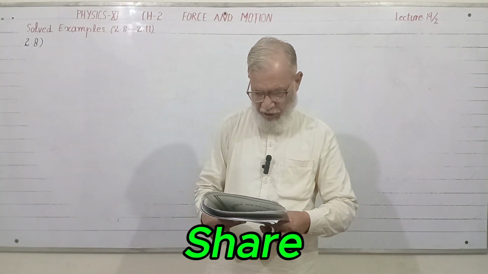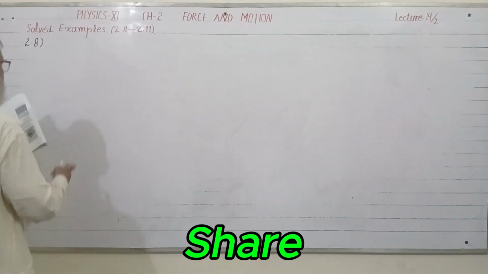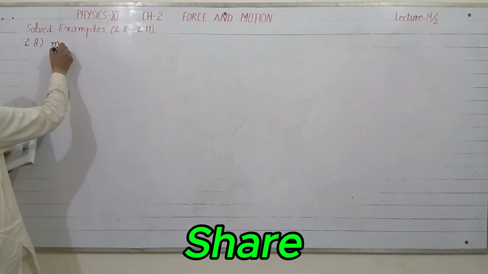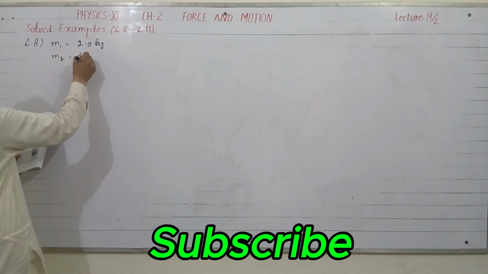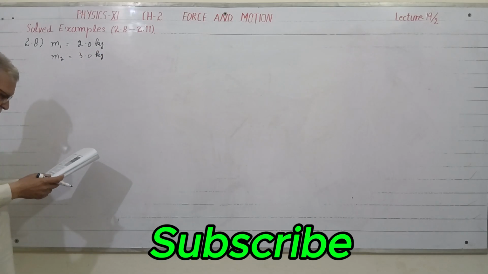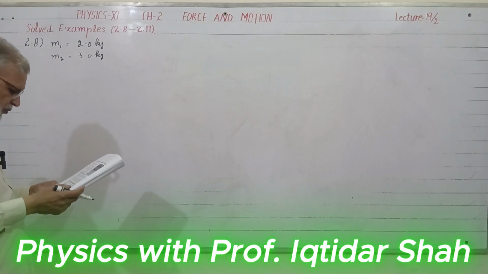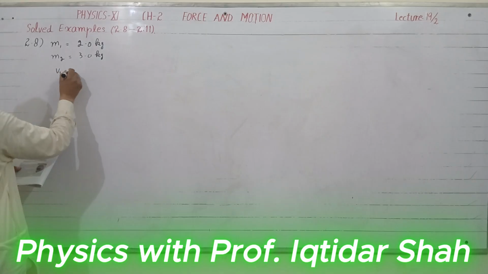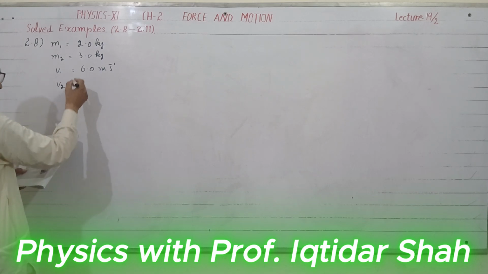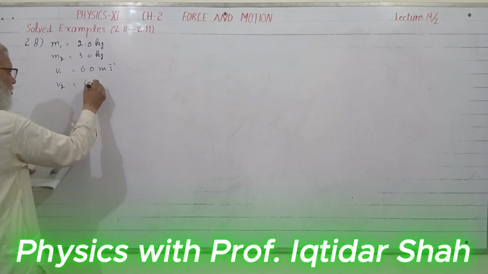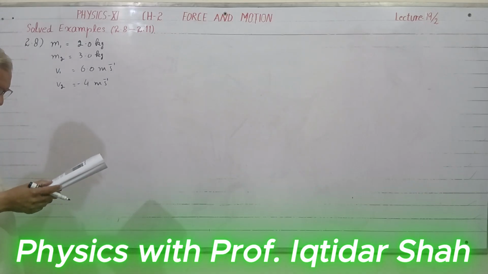Example 2.8. Two spherical balls of 2.0 kilogram, M1, and 3.0 kilogram, M2, are moving towards each other with velocities of 6.0 meter per second, V1, and V2, which moves in the opposite direction, so it is -4 meter per second respectively.